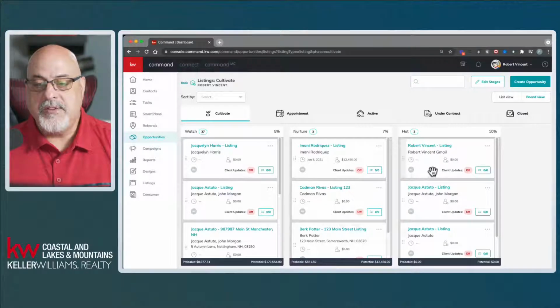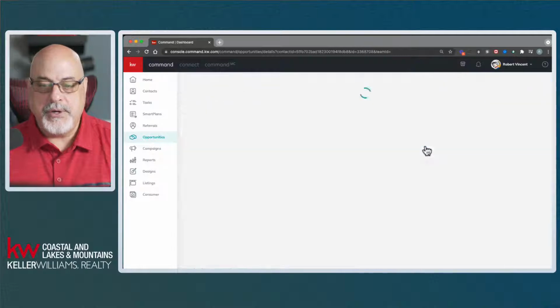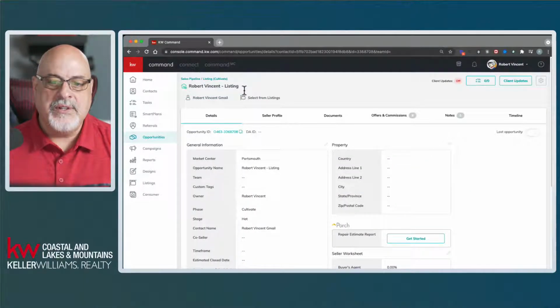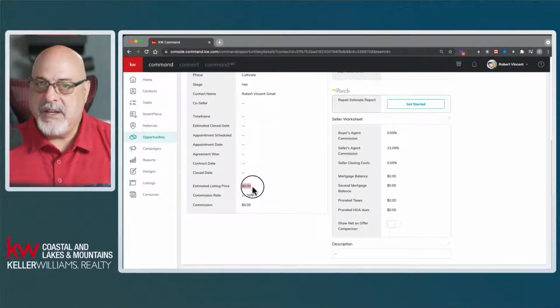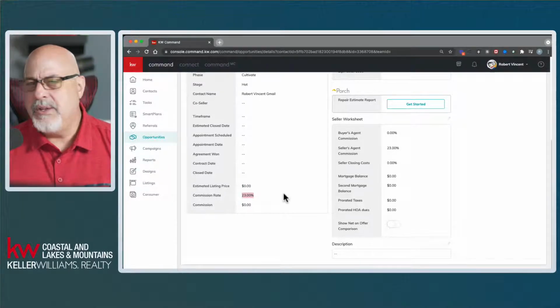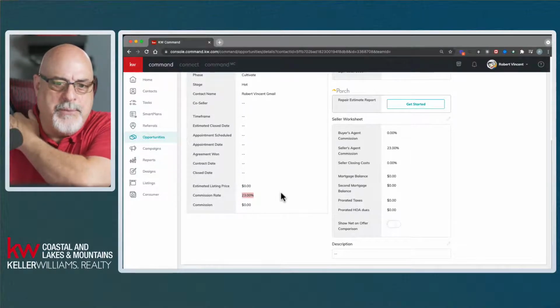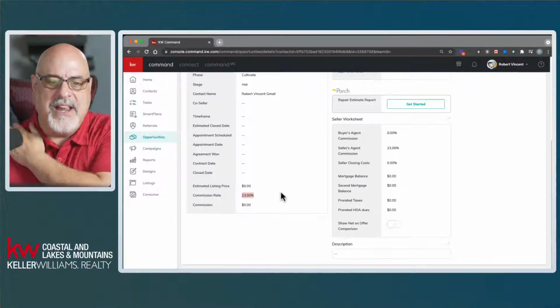And so what I mean by that is, look at this. I'm going to open up this opportunity by clicking on the name of the opportunity. This is just one called Robert Vincent listing. There's no listing details. There isn't information down here about the estimated listing price. So I've got a commission rate of 23%. Clearly, this is something that was generated more as a demonstration, a little test, and a little example file.